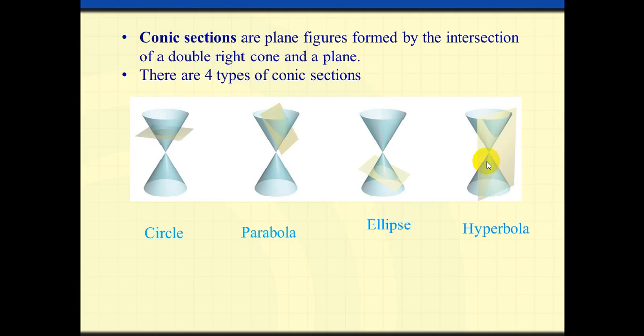Fourth type, hyperbola. The hyperbola is generated when the plane intersects both nappes, this way.